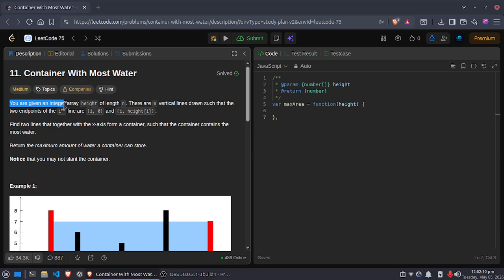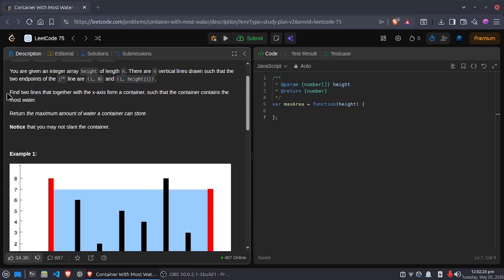You are given an integer array height of length n. There are n vertical lines drawn such that the two endpoints of the i-th line are (i, 0) and (i, height[i]). Find the two lines that together with the x-axis form a container such that the container contains the most water, and return the maximum amount of water a container can store. Notice that you may not slant the container.